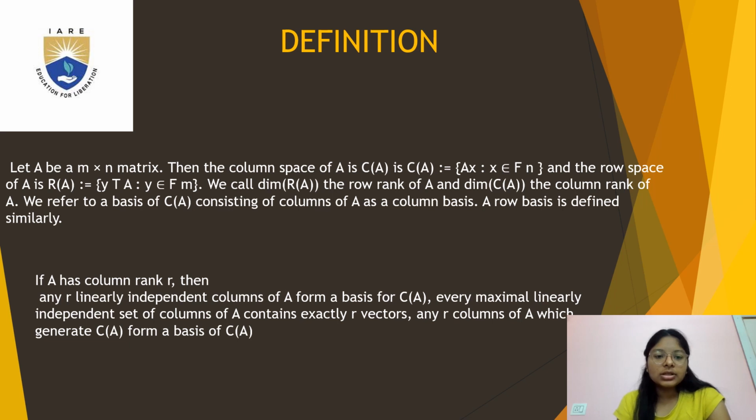We refer to a basis of C(A) consisting of columns of A as a column basis. A row basis is defined similarly. If A has column rank r, then any r linearly independent columns of A form a basis for C(A). Every maximum linearly independent set of columns of A contains exactly r vectors. Any r columns of A which generate C(A) form a basis of C(A).